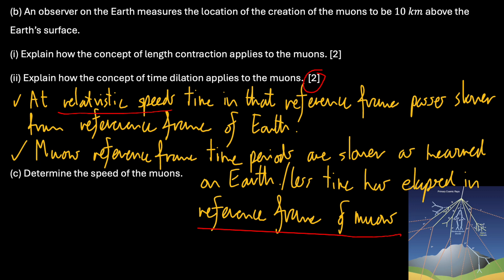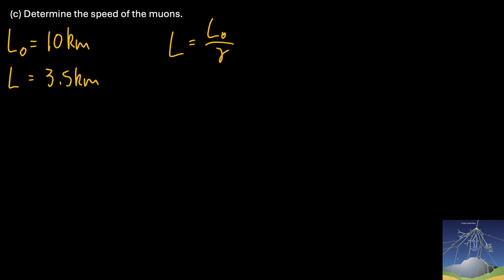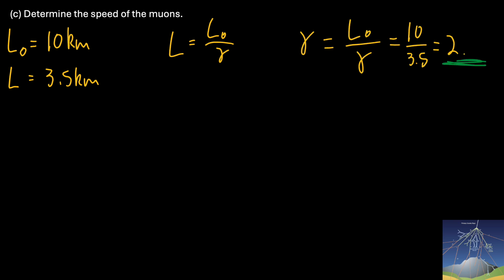Now the last problem is definitely a bit of a brain teaser. We have to determine the speed of these subatomic particles. We already know that we have the distances, the original length, 10 kilometres, and the length in the reference frame of the muons. So we can use the length contraction formula to calculate the gamma factor, and that gives us a gamma factor of 2.77.